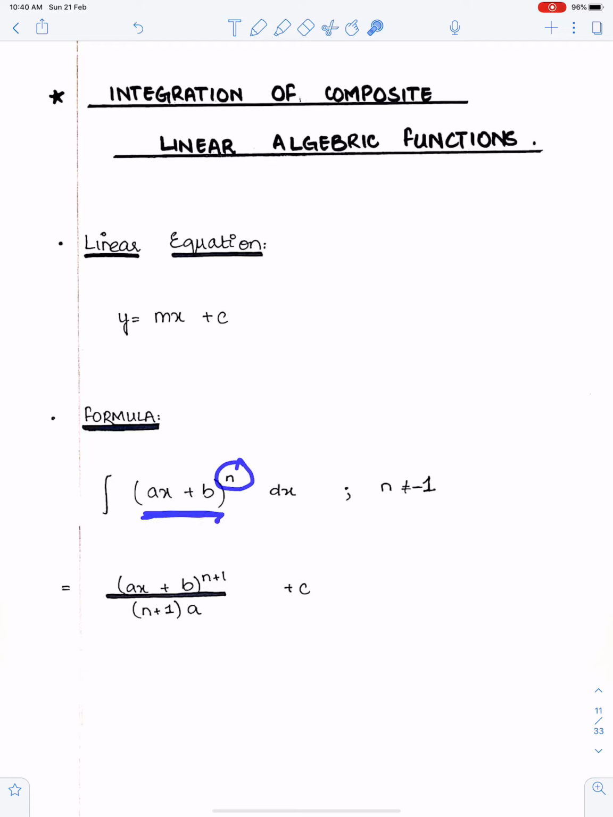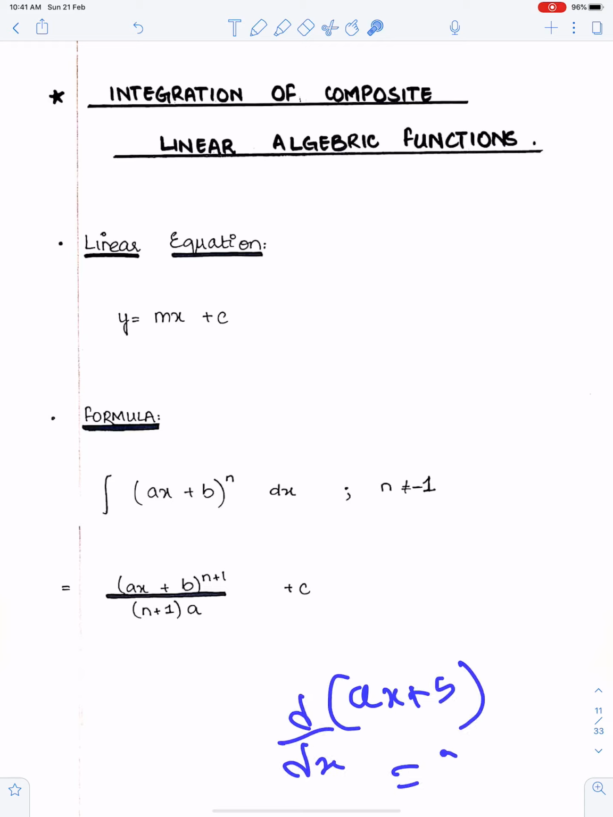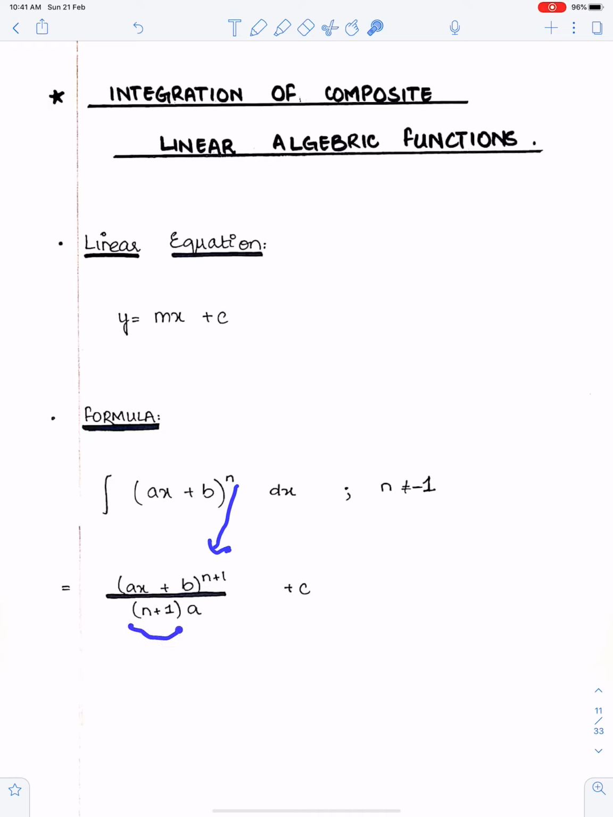You can just add 1 in power, divide the expansion by the resultant power, and multiply this resultant power with the differential of this expansion. The differential of this expansion is A. When you differentiate this thing without bracket, you will get A. So the rule is add 1 in power, divide the expansion by the resultant power, and multiply this resultant power by the differential of this expansion. This is the formula of the integration of composite linear algebraic expansions.